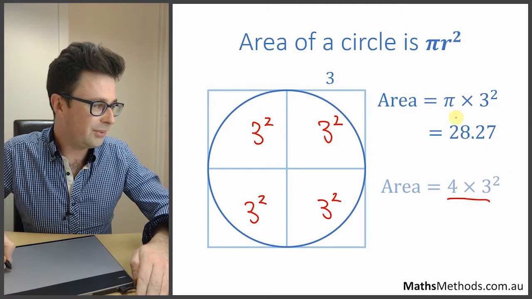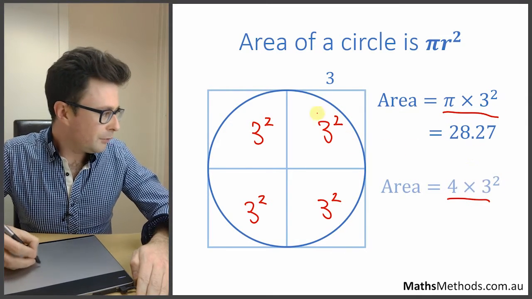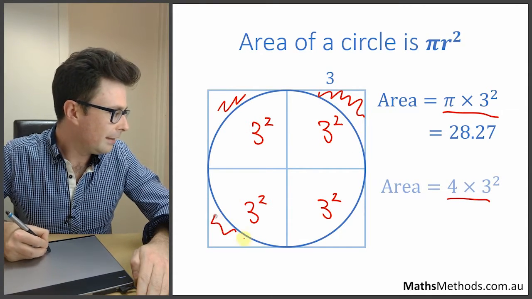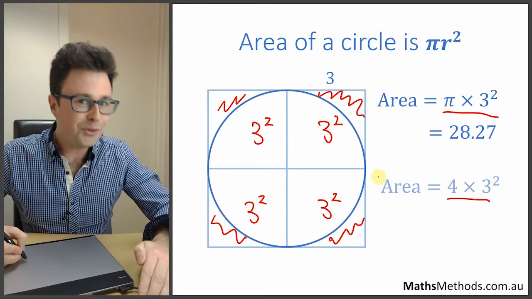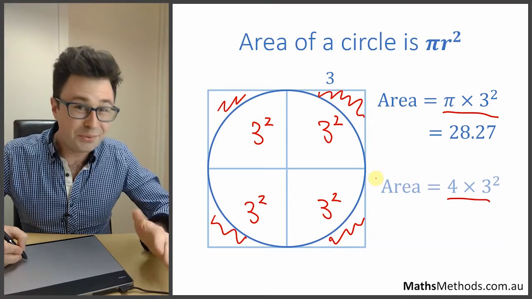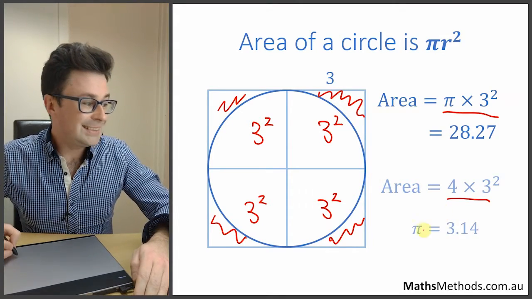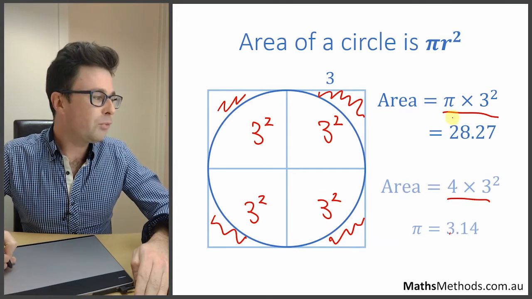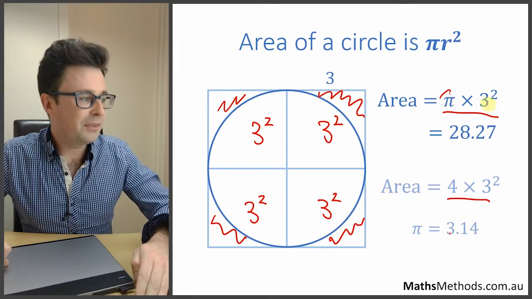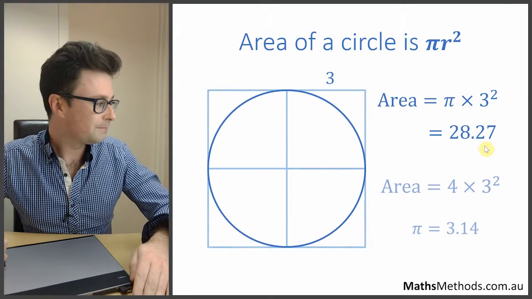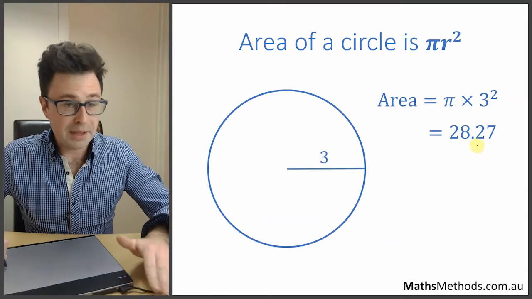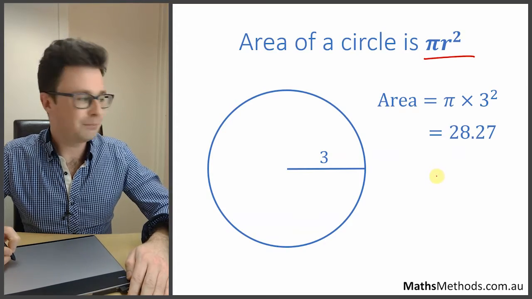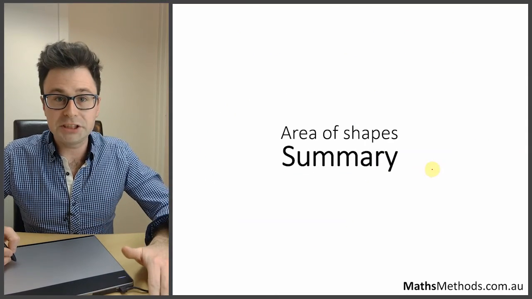Now, have you noticed how this and this are quite similar? If we look at the circle, we can see the circle has some gaps in here, there and there and there. So it's not quite 4 times the 3 squared. In fact, it's about 3 times the 3 squared. In fact, it's exactly pi times 3 squared, and pi equals 3.14. So that's why we've got pi times 3 squared. So that gives us the area of a circle. If that didn't make sense to you, that's fine. All you need to remember is that the formula is pi r squared, and that will give you the area of a circle.